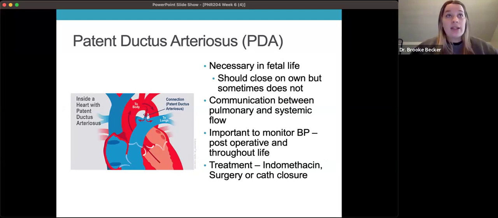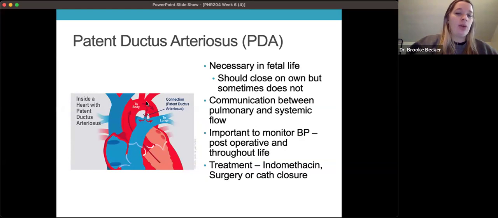Now, in some cases, kids will have a PDA, but also another cardiac defect. And they have to leave that PDA open for that kiddo to continue to have good oxygenation. So they will not give those kids indomethacin. But if kids just have a PDA, then they get indomethacin first to try and get that hole to close. Okay. And you can see right here, here's your PDA.